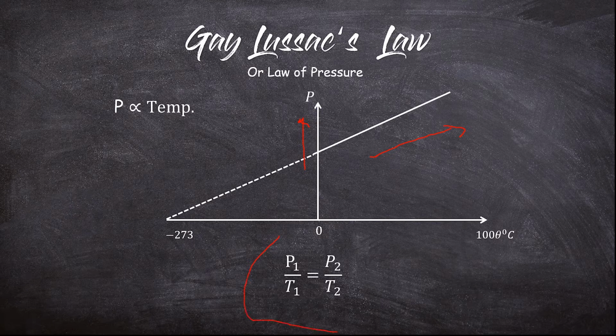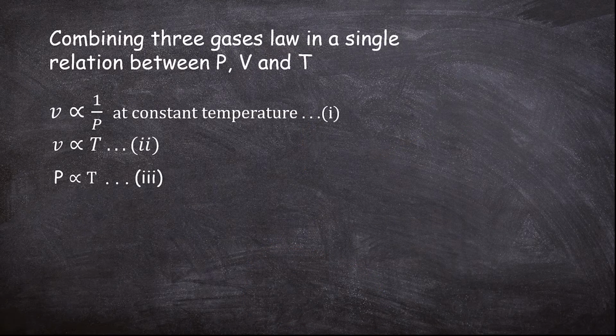This is the relation: P1 and T1 are the initial pressure and temperature, and P2 and T2 are the final pressure and temperature at constant volume. So this is the concept of Gay-Lussac's law. So I have to remember the whole thing. Previously we discussed Boyle's law, Charles law, and Gay-Lussac's law.